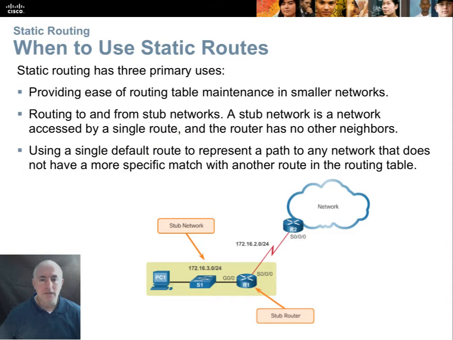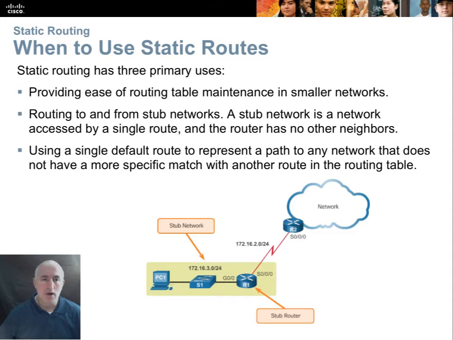So, some use cases where we might use static routes. We use static routes quite often in smaller networks that don't undergo a lot of change. It's pretty much a static network, so static routes are appropriate. There's only a few destinations to tell each router about, and usually there's only one or two ways to get there, so it's a very simple topology.